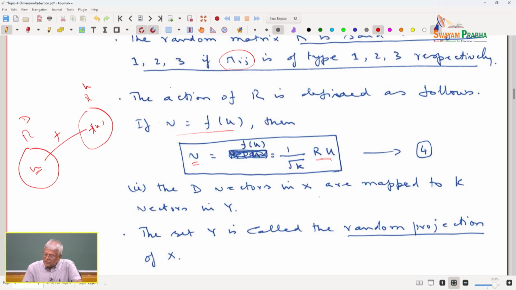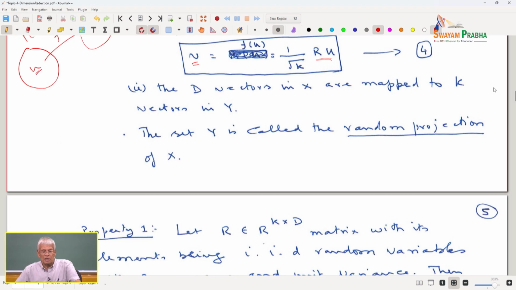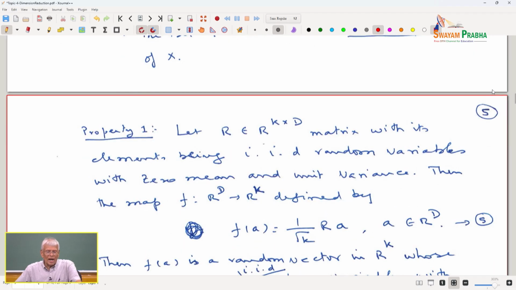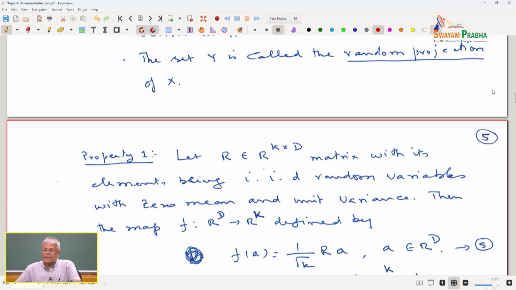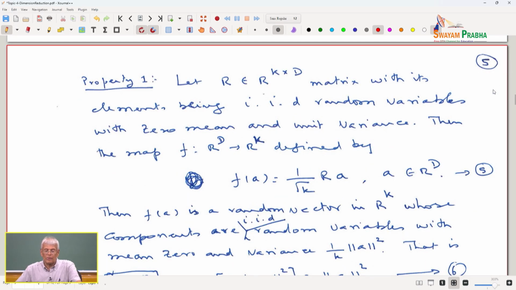That is, the d vectors in X are mapped onto k vectors in Y. And Y is called the random projection of X. So the collection of all members of X now become members of the collection Y. So Y is the image of X, and that's what's called the projection. Y is called the random projection of X. Now I would like to be able to talk about the properties of this random projection.